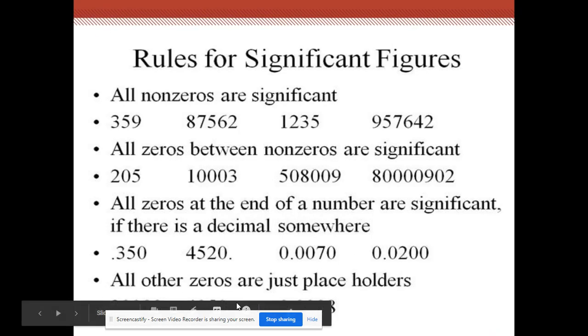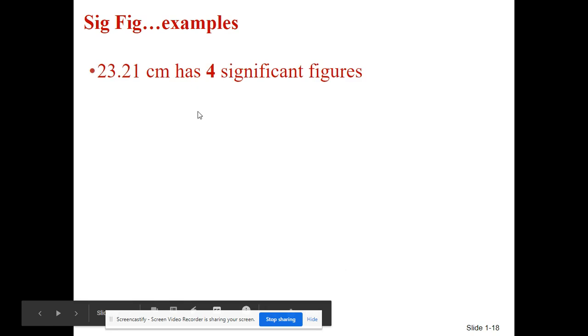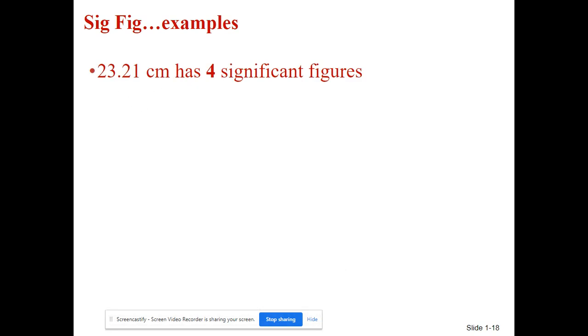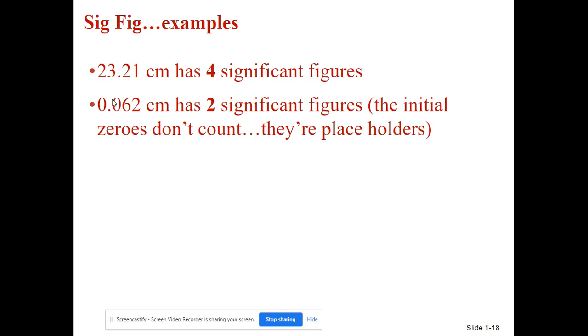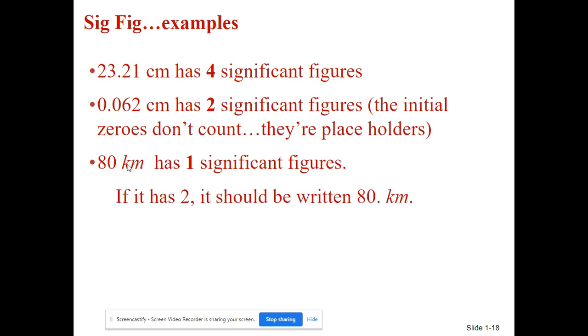All right, so let's go through the next couple slides here. 23.21 has 4 sig figs. This one again has 2 because this one is a placeholder, and it's right after a decimal, but it's not a trailing zero after a decimal. Again, it's just a placeholder. Here we only have 1 sig fig. It's like that 10,000 in the video. If we wanted to have 2 sig figs, then it should be written as 80 with a decimal, because then that 0 would be significant.